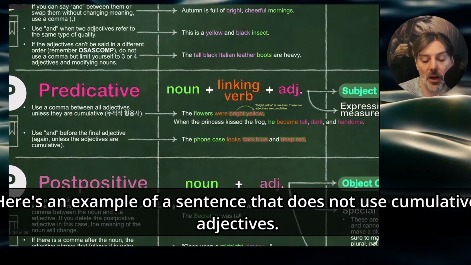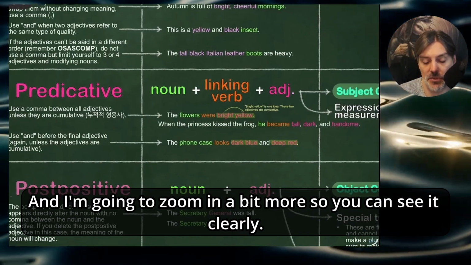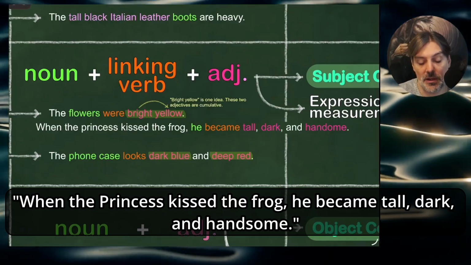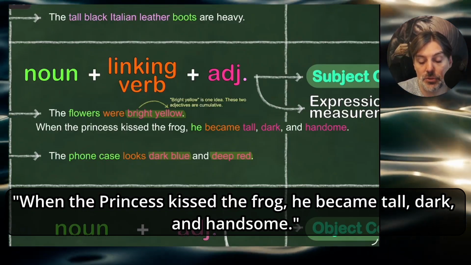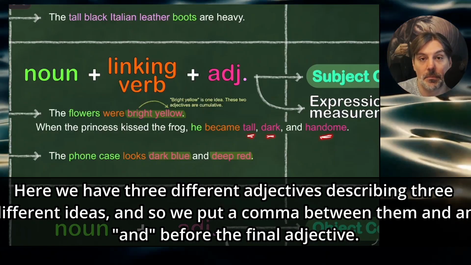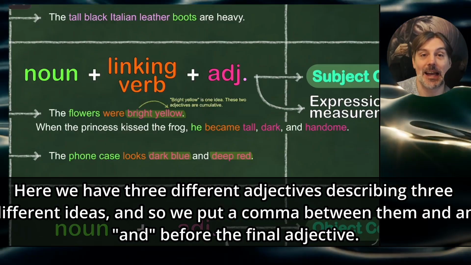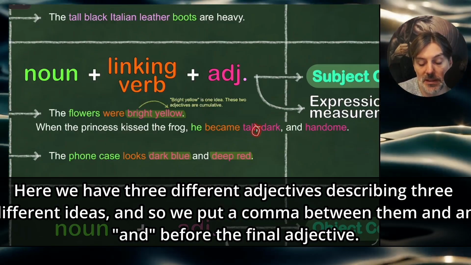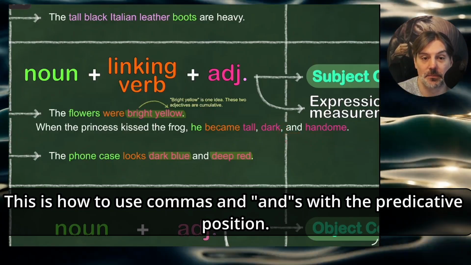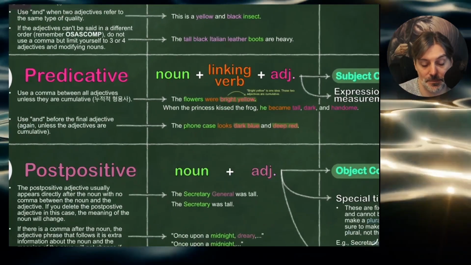Here's an example of a sentence that does not use cumulative adjectives. And I'm going to zoom in a bit more so you can see it clearly. When the princess kissed the frog, he became tall, dark, and handsome. Here we have three different adjectives describing three different ideas. And so we put a comma between them and an "and" before the final adjective. This is how to use commas and "and"s with the predicative position.